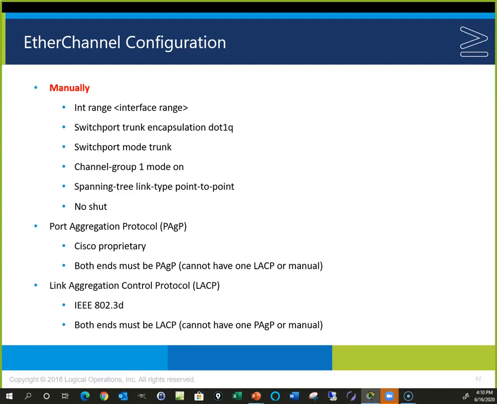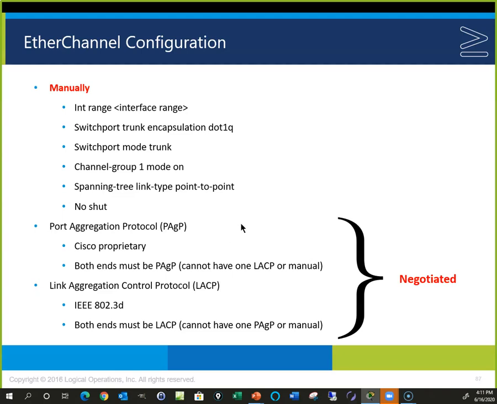LACP, Link Aggregation Control Protocol, IEEE 802.3ad, the standard, and both ends have to be LACP. One can't be PAgP or manual. They have to both be one of the protocols. This is active and passive. It could be an active on one side and a passive on the other, or an active on both sides. If we had a passive on both sides, it's just not going to form a link when we try to do that.